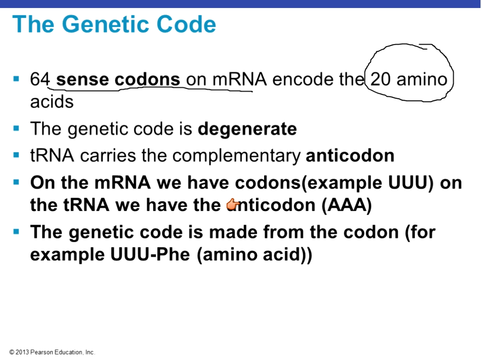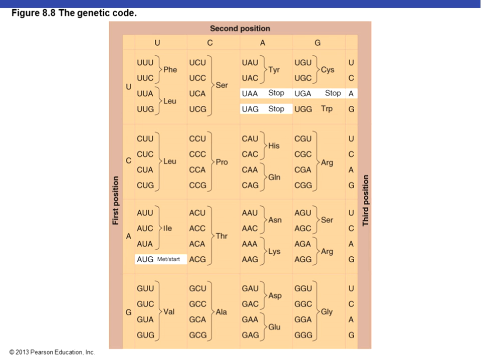So for this example, the genetic code is made from the codon. So from this codon of UUU, the transfer RNA is going to carry AAA as the anticodon, and then the amino acid that it carries at the other end is phenylalanine.